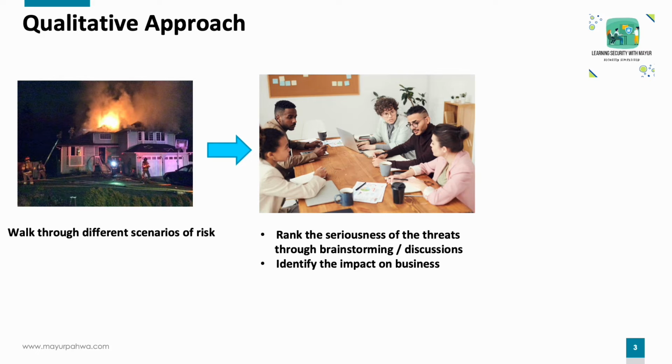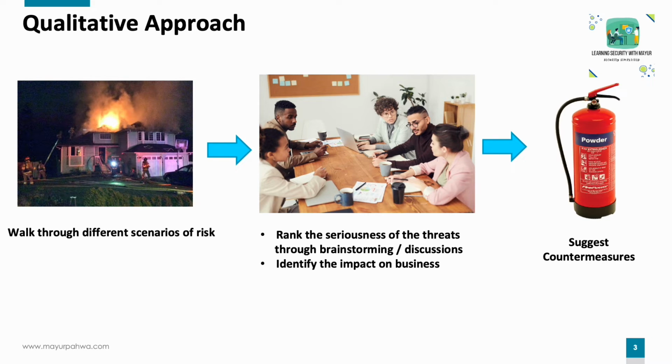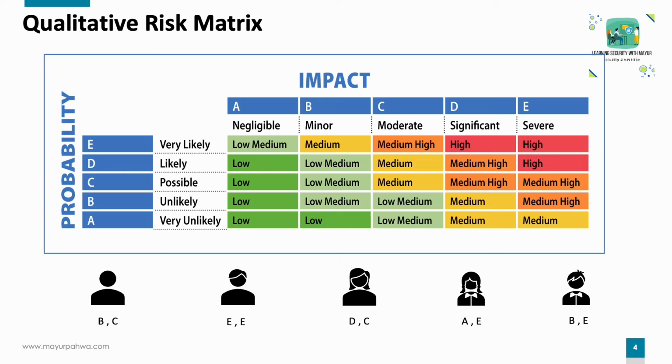The idea is to gather experts or the IRM team and ask them to brainstorm scenarios which are relevant to the business unit, rank its seriousness, and create a heat map which showcases the probability and associated impact, and then suggest countermeasures on its basis. Now, qualitative risk analysis generally results in a color scale or a heat map as showcased here. During the brainstorming, every individual will assign a probability according to his or her understanding of the risk scenario.